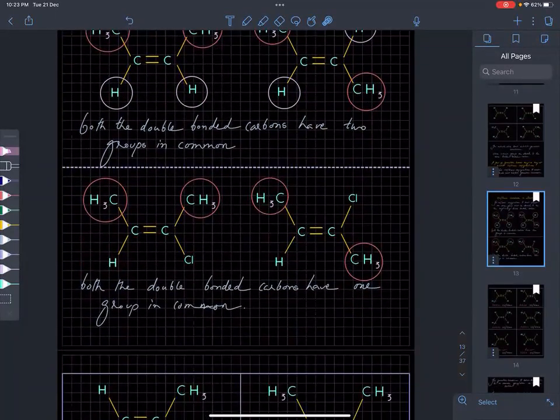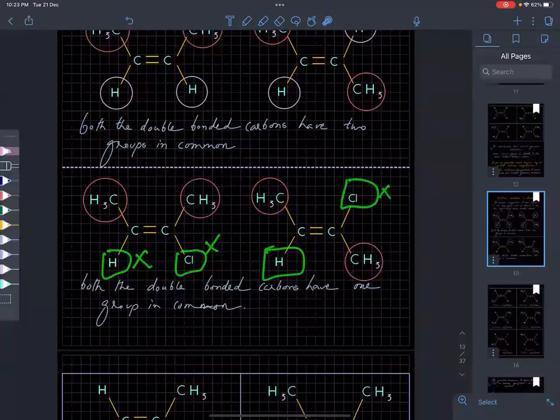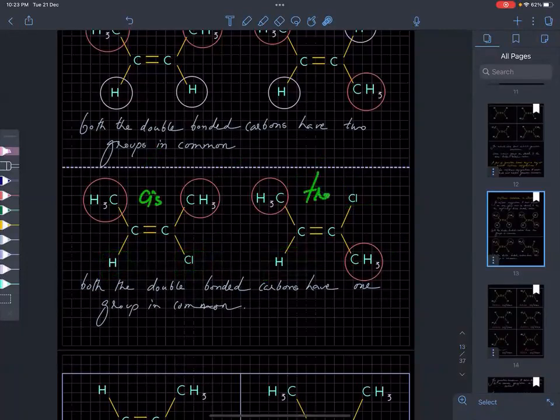Here, this carbon has hydrogen, this carbon has chlorine. These two are not the same. This has hydrogen and this has chlorine. Not the same. But I'm not worried because at least one is the same, na? Yes, so this is cis and this is trans. Clear?